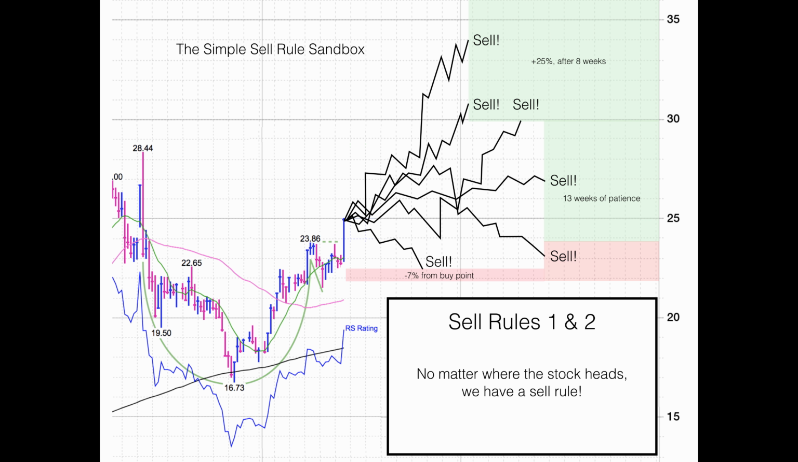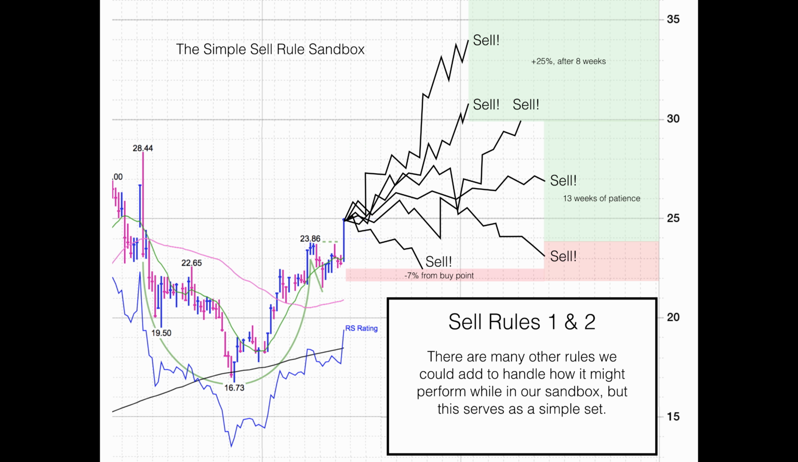Anywhere this stock can go, we have sell rules. We've contained this to a sandbox. Okay? That's what these sell rules 1 and 2 are for. When you read the sell rules, you don't really get this visual. It's hard to imagine what it's doing, but this is what it's doing. It's trying to contain your stock to a sandbox and give you exit points, predetermined. There are many other rules we could add to handle how it might perform while in the sandbox, but this is a simple set just for those boundaries.